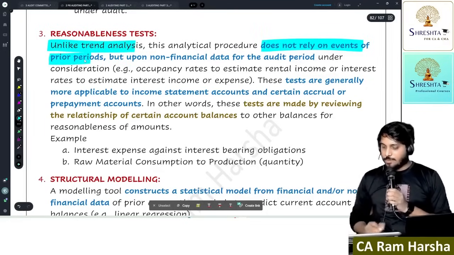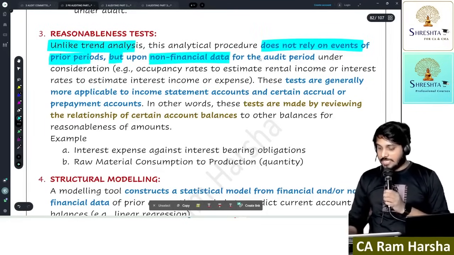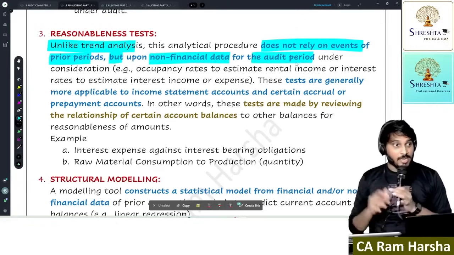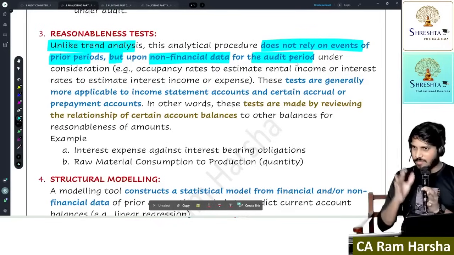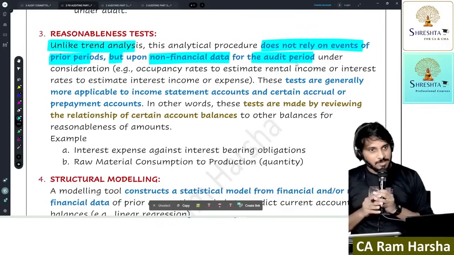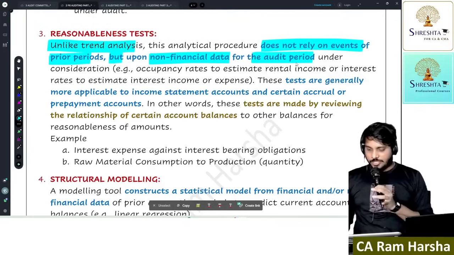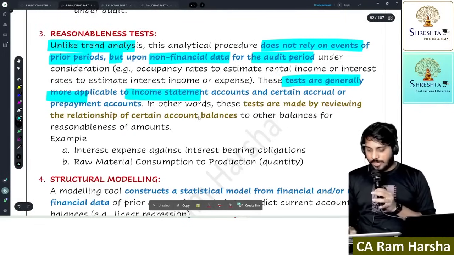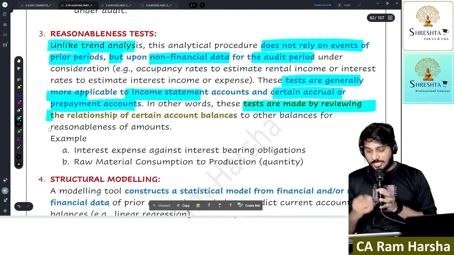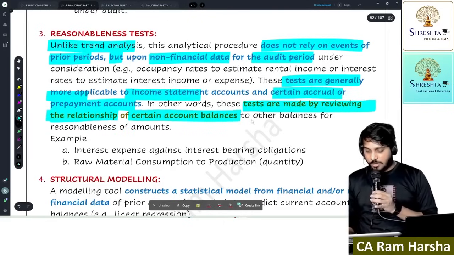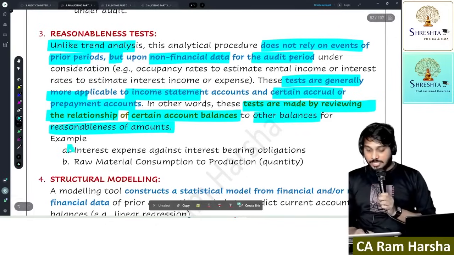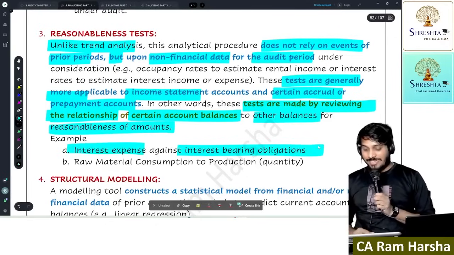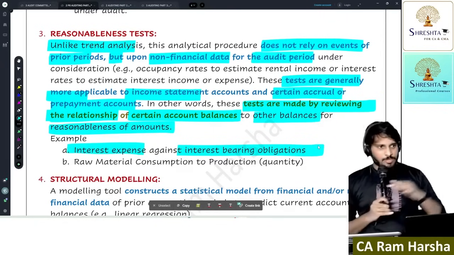We do not rely upon past periods, but we rely upon non-financial data. Getting it? By using non-financial data, for example, turnover increased 20%, salary cost increased 70%. It feels something unreasonable. Able to understand? So is it reasonable or not? Next. These tests are generally more applicable to income statement items and certain accrual and prepayment accounts. In other words, these tests are made by reviewing the relationship of certain account balances to other balances in order to identify reasonableness of the amount. Interest expenditure against interest bearing obligations, like how much I borrowed, how much I'm giving.